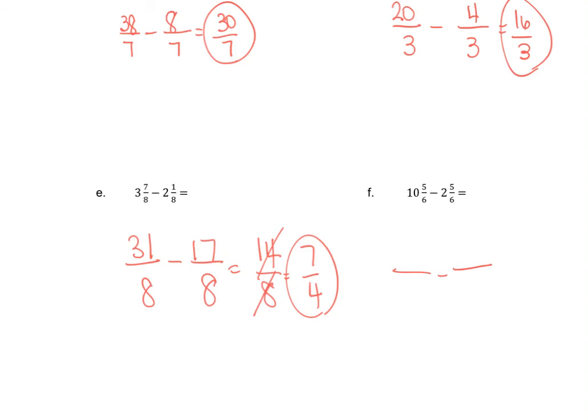And then my final one, I have 6's on the bottom. I get 65 on the top for the first on the left. I get 17 over 6 on the right. I get 48 over 6, which simplifies just down to 8.